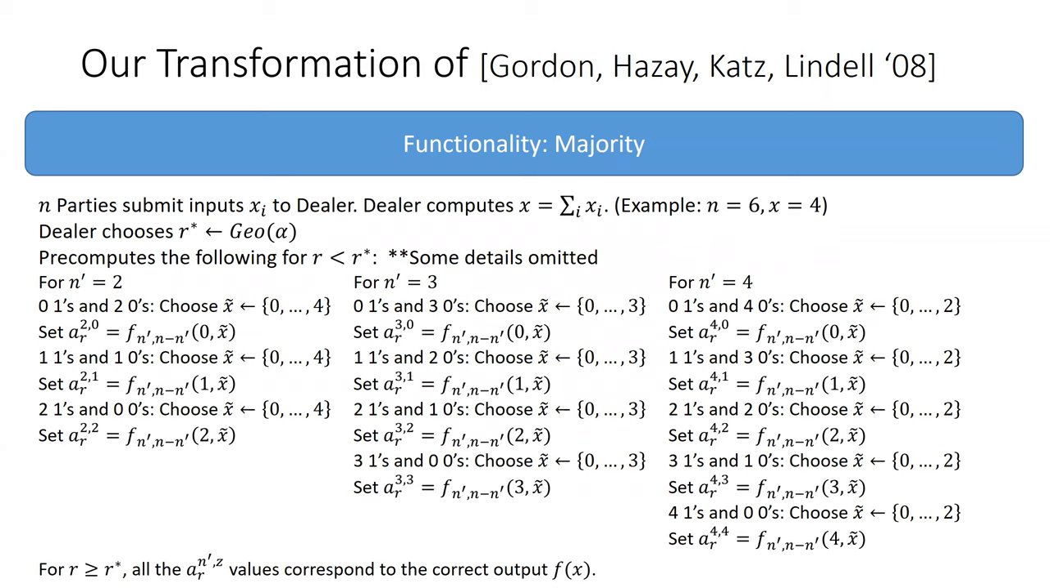So how do we transform the protocol of Gordon et al. to the multi-party setting? Similarly to the idea from before, the n parties are going to submit their inputs xi to the dealer, and the dealer is going to compute the sum of the inputs. Again, in our example, we'll have n equals 6 parties, and the sum of their inputs will be equal to x equals 4.